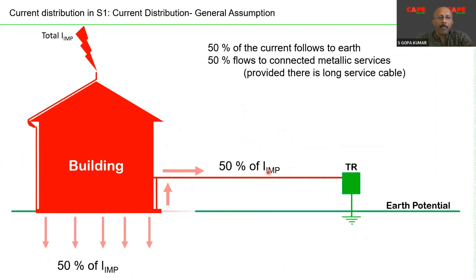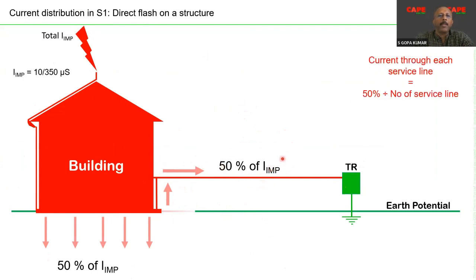because most of the water supply and sewage pipes nowadays are plastic or PVC. So the assumed values are 50% of the current flows to earth and 50% flows to the connected metallic service, provided there is a long service cable. If there is no service connected, then of course you have to neglect this 50%, because there is no way.